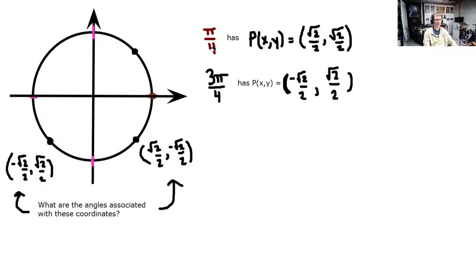So the repeated question here, what are the angles associated with these coordinates? Think about the values of these coordinates. Think about multiples of this one, which was pi over 4, just like I did when looking for the coordinates of this point.